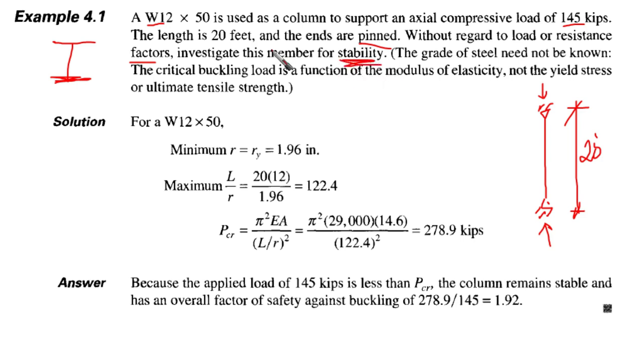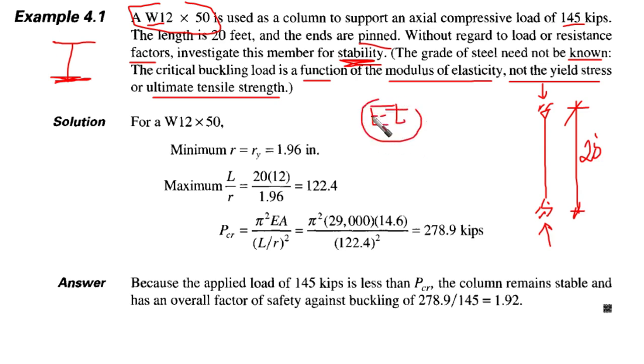Now, I didn't mention anything related to F yield here at all. What is the grade of the steel? We didn't mention it. Why? Because the grade of steel need not be known. The critical buckling load is a function of the modulus of elasticity, not the yield stress or ultimate tensile strength. So that's the point here. Once we know this cross section, we can obtain EI for it, and then we can take L and obtain this PCR.